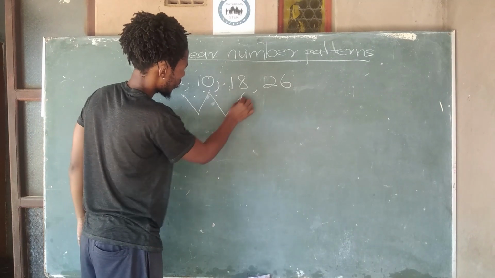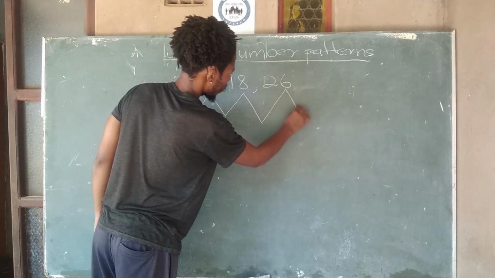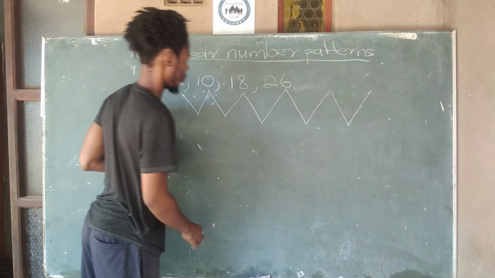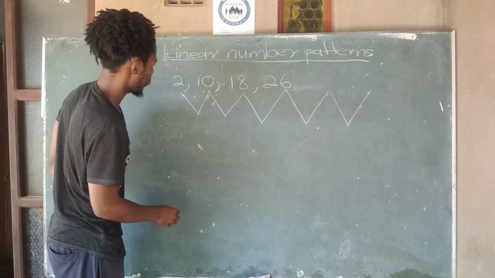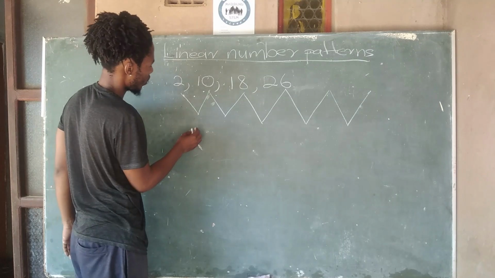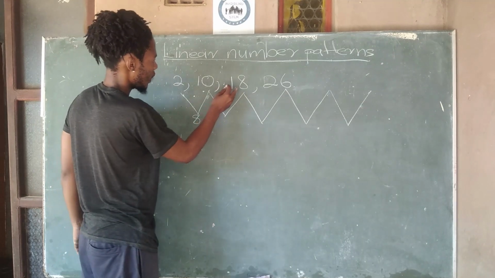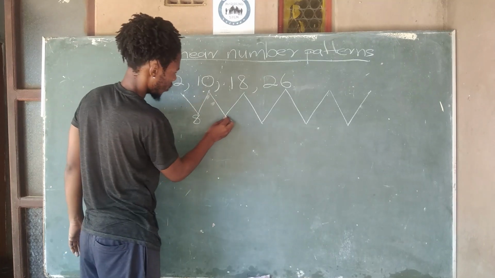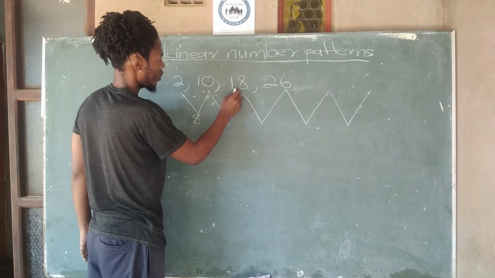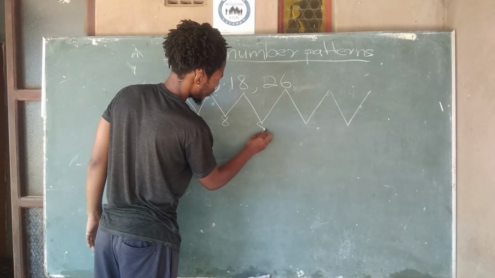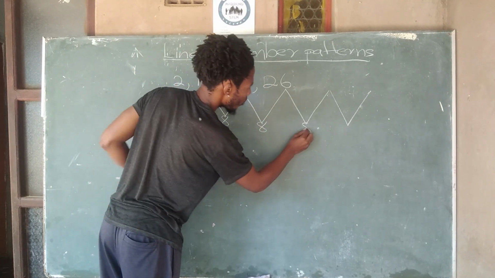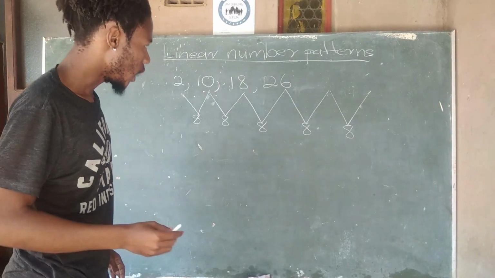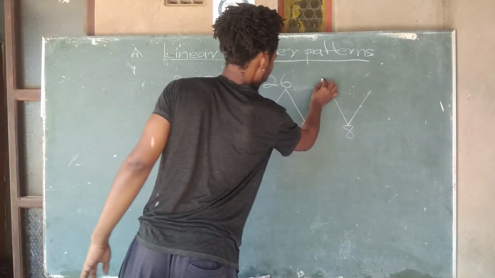every time, this is what you do. 10 minus 2 is 8. 18 minus 10 is 8. 26 minus 18 is 8. Then the common difference here is 8, guys. 26 plus 8 is 34.